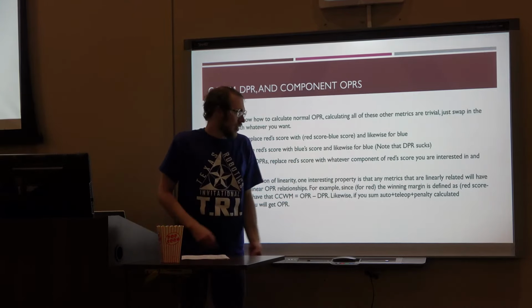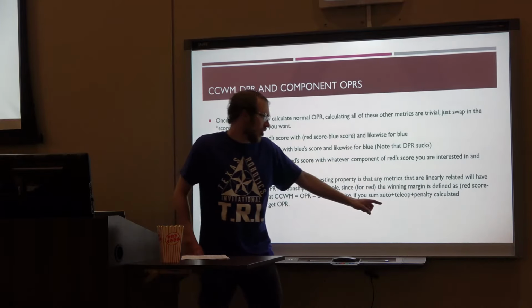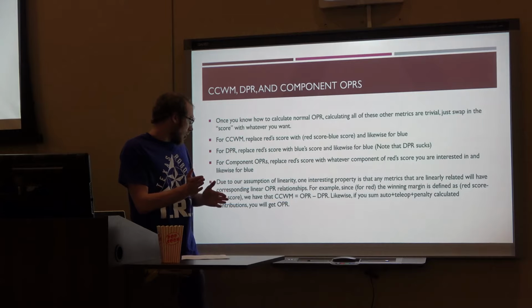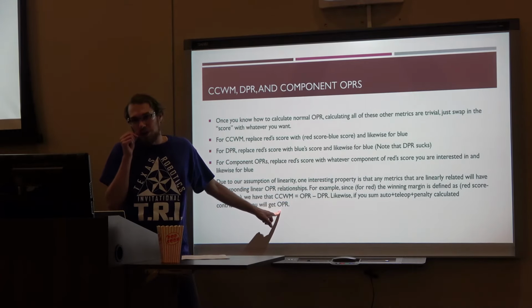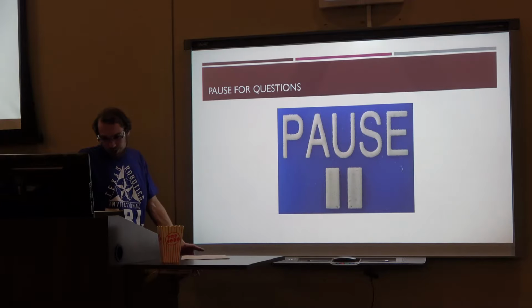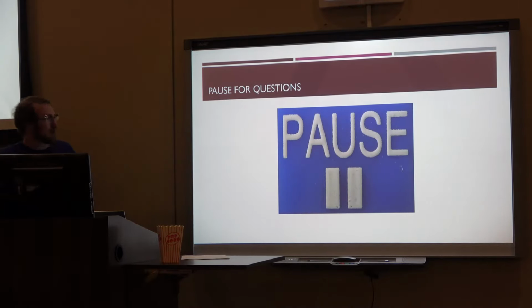Likewise, if you had calculated contributions to autonomous points, teleop points, and penalty points, you sum them all up, you'll get normal OPR out of that. Okay, so that's what I've got for OPR and calculated contributions. So any questions about all that?